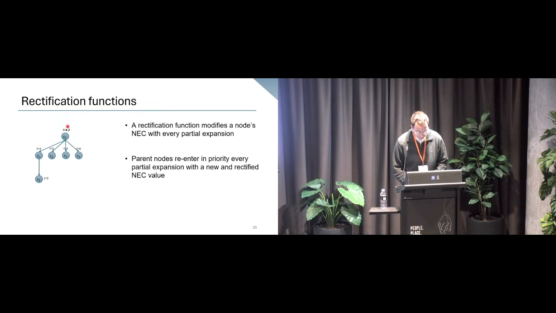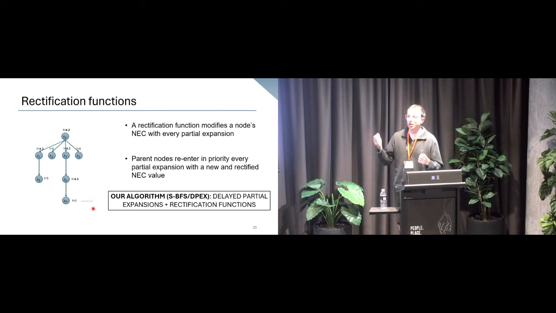And well, eventually, this is the same example as before. Eventually here, other nodes take priority, right? As we can see here. These two mechanisms, both using a sampling function to iteratively generate subsets of successors, and this rectification function leads us to our full algorithm, SBFS, in the ICAPS paper, for now DPEX. Okay, we changed the name.